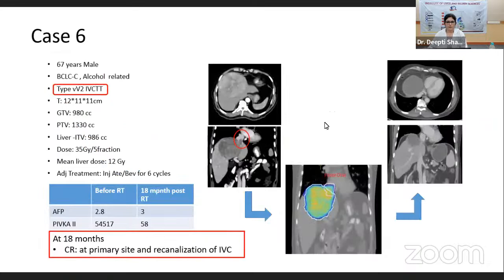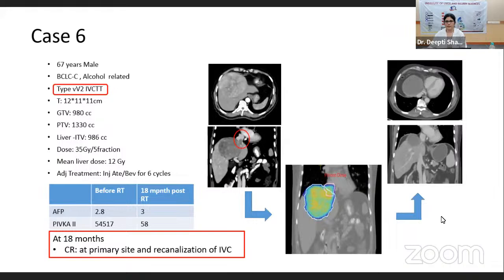So this is another patient whom we have treated, and he has received the immunotherapy as well. This is a large tumor with the inferior vena cava tumor thrombosis, supradiaphragmatic. So he has received radiation therapy to the entire tumor and the inferior vena cava tumor thrombosis as well. And then he was kept on immunotherapy with atezolizumab and bevacizumab. This is a scan done at 18 months, suggestive of complete response at the primary site as well as recanalization of the inferior vena cava.